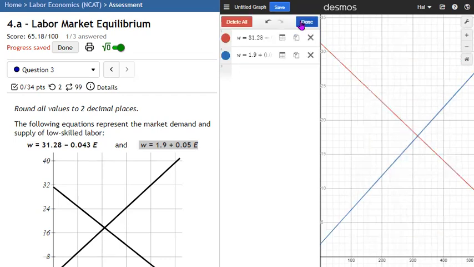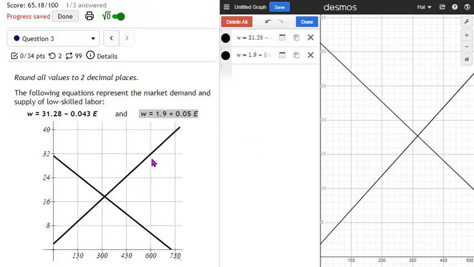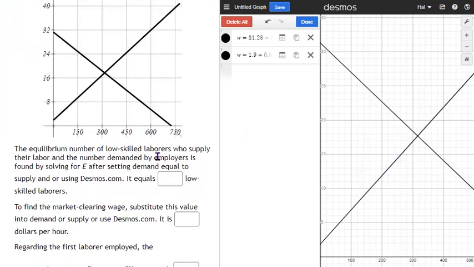I'm going to match the Desmos line colors with Map and Math, so I'm going to make both of these black. All right, so let's read on and see what we have to answer here.